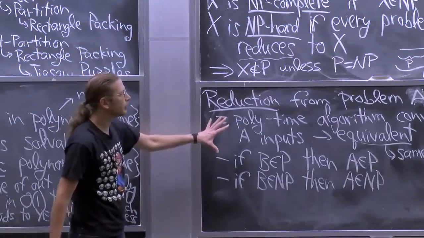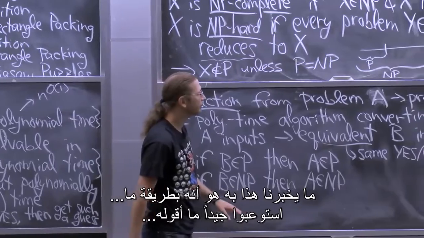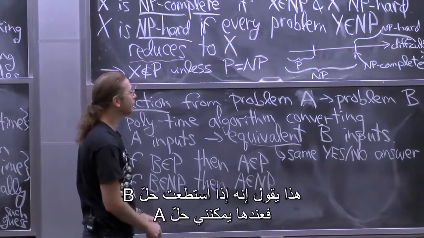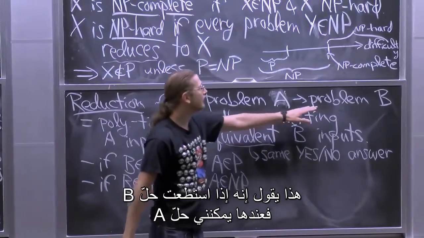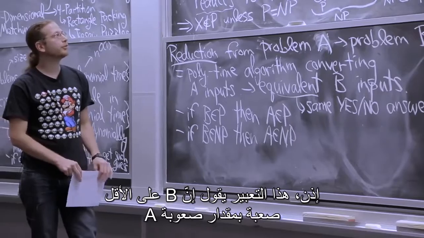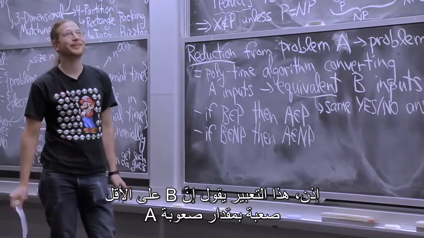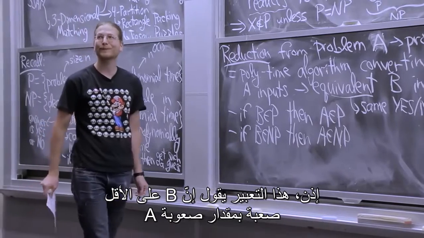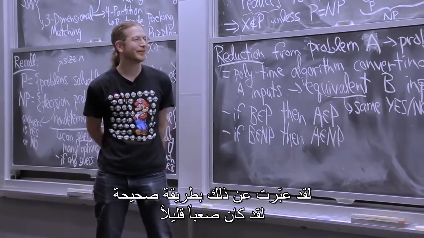But so what this tells us is that in a certain sense, get this right, this is saying if I can solve B, then I can solve A. So this is saying that B is at least as hard as A. I think I got that right. A little tricky.